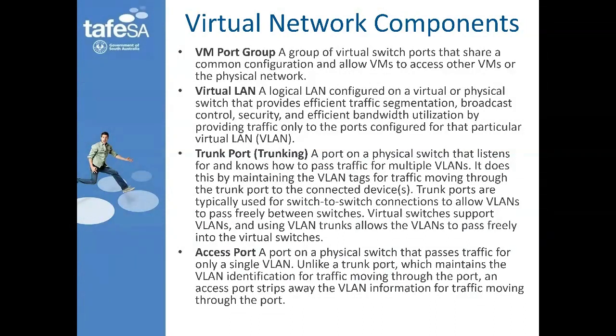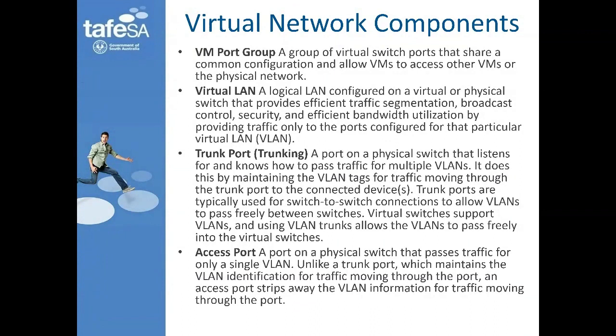So we can actually combine these two physical switches into one big physical switch, if you like, and still have the VLAN information across both. So a trunking port on a physical switch listens for and knows how to pass traffic for multiple VLANs. So if I've got VLAN 1, 2, 3, 4, 5 on one switch and VLAN 1, 2, 3, 4, 5 on another switch, they can still have the same VLANs on different switches, and they can still regulate the traffic between them. It does this by maintaining the VLAN tags for traffic moving between the trunk port and the connected devices.